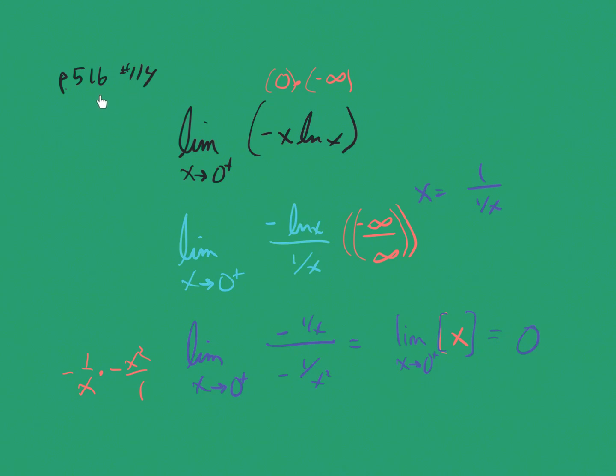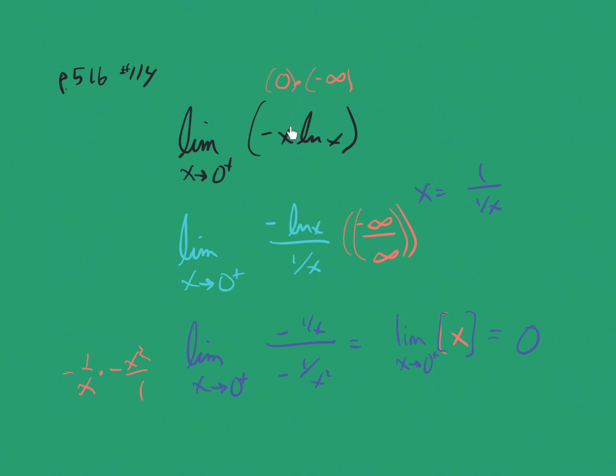Right, on page 516, problem 114, this expression is the limit we're asked to find. As x approaches 0, this is approaching the indeterminate form of 0 times the natural log of 0. And as x approaches 0 from the right, the natural log is approaching negative infinity. So this is an indeterminate form, but it is not an indeterminate form on which we can use L'Hopital's rule.